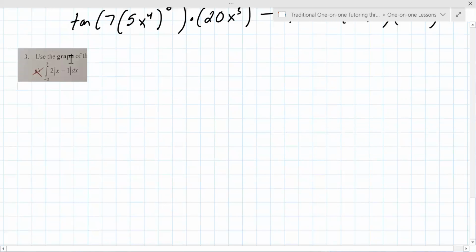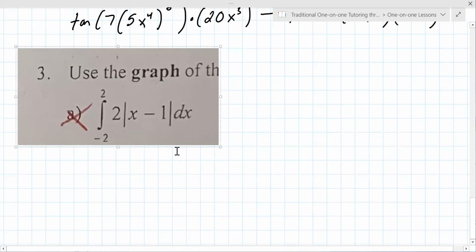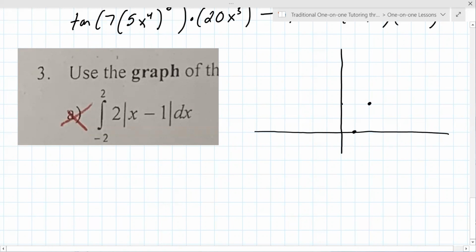All right, use the graph to determine the area. What the instructor's trying to say here is you can graph this function and then find the area under the curve. To graph it, you have to know what an absolute value looks like. This one has a vertex at (1, 0) right there. And this number out in front, this 2, tells you the slope of the V. It gives you this shape right here.